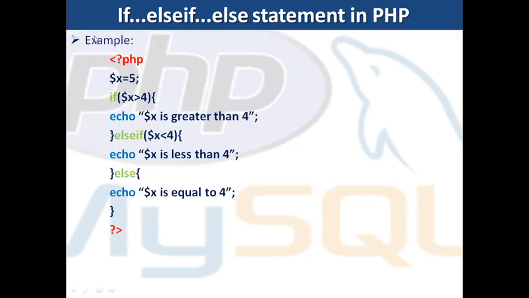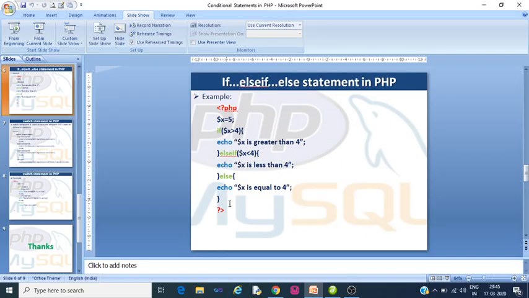Here we have an example. We have defined $x equal to 5, as in the earlier example. If $x is greater than 4, then "$x is greater than 4" will be printed, that is, the value of $x, 5 is greater than 4, will be printed. Else if $x is less than 4, "$x is less than 4" will be printed. Else $x is equal to 4. Let us check it in the browser.